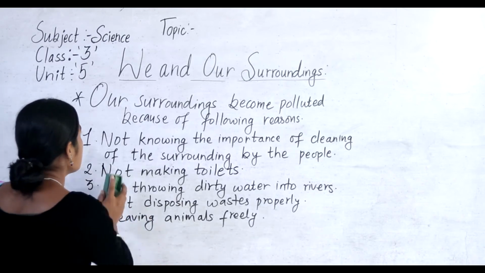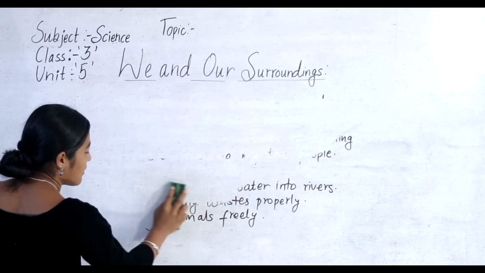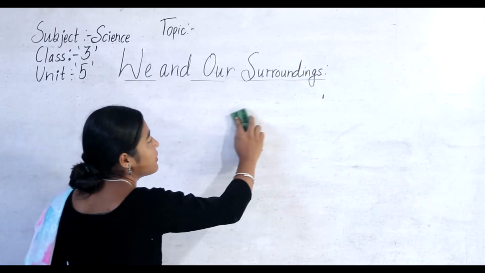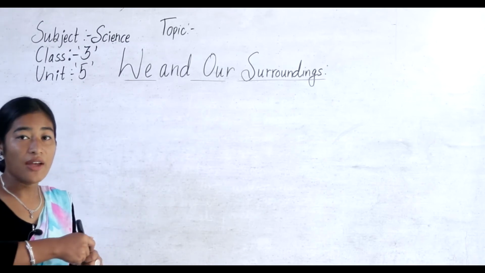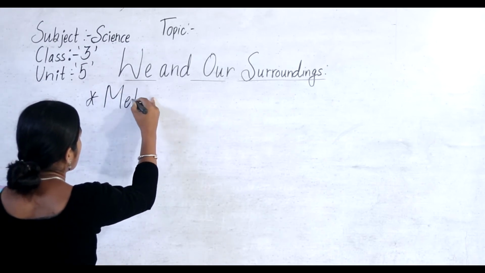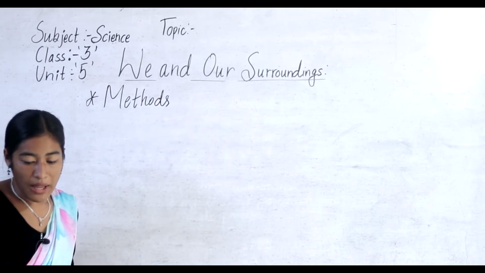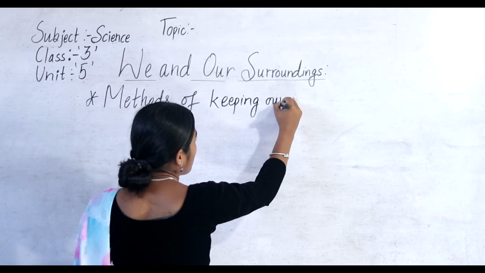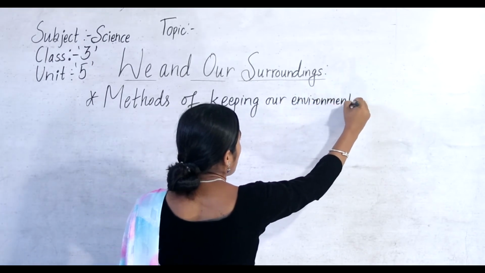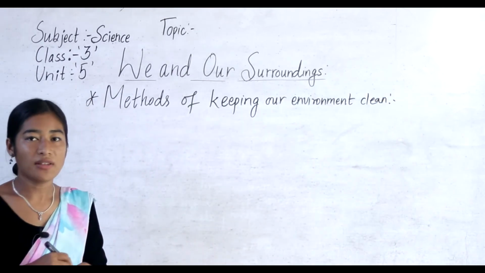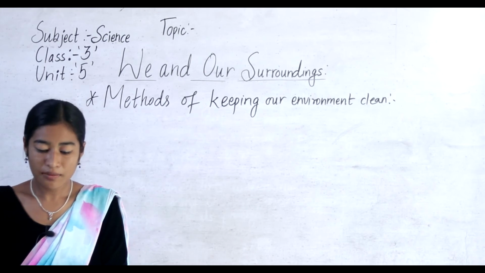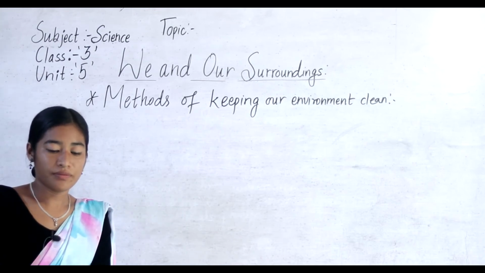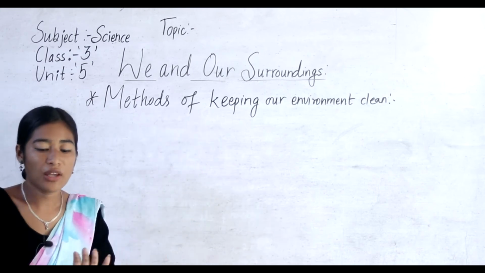Okay, I think you have already written this. Now we will go to the next point, that is methods of keeping our surrounding or environment clean. Now we will read some of the methods which we can use to make our environment clean and pollution free. Okay, all of you look at page number 61. Now we will go to our main topic, methods of keeping our environment clean.